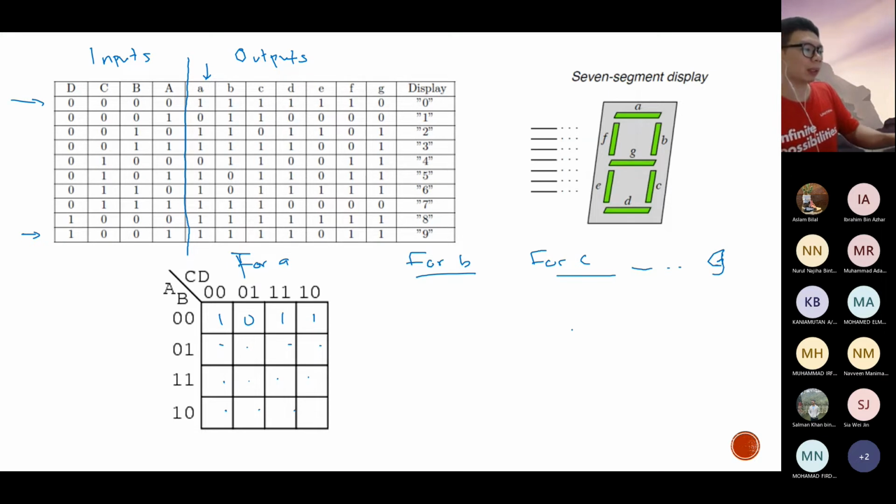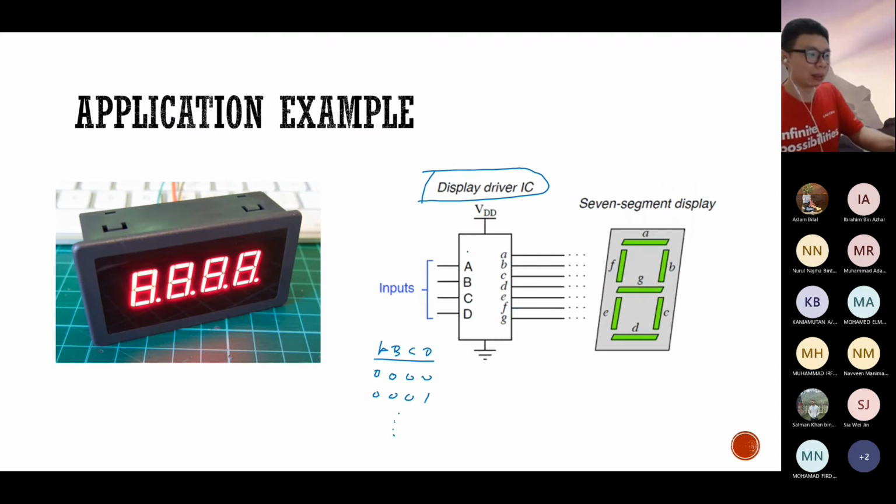So you have all the maps, and at the end of the day, you're going to take all these expressions and combine them together. From those expressions, you get logic gates, and that is the logic gate circuit that is inside this thing.